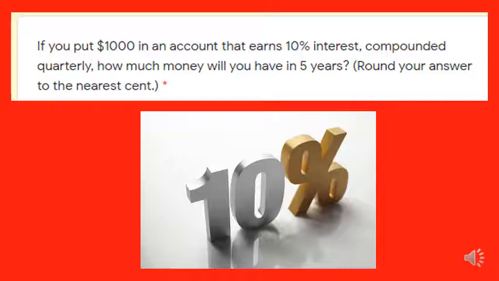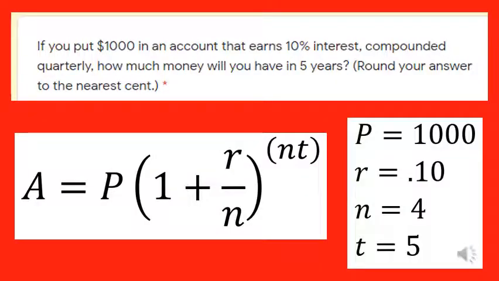So the very last problem here, it says you put $1,000 in an account that earns 10% interest compounded quarterly, and we want to know how much money are we going to have in 5 years. This is the most complicated of your formulas, but we are going to keep using this as we go on. The formula says A equals P, and then in parentheses it says 1 plus R over N to the NT power. Now A is the total amount you have at the end. That's what we're trying to find in this problem.